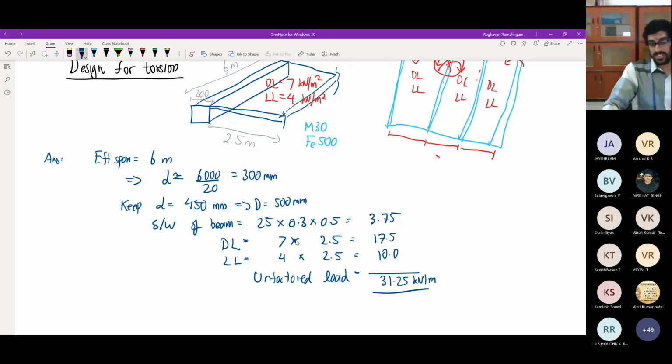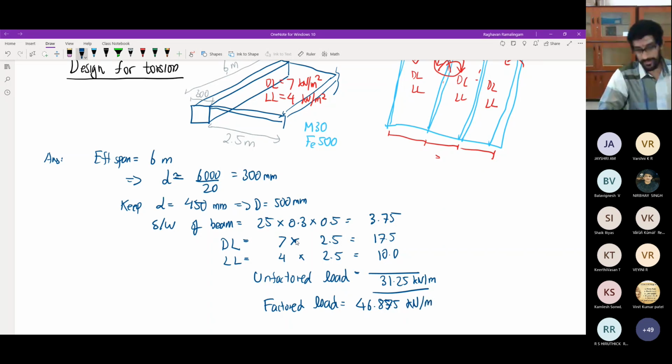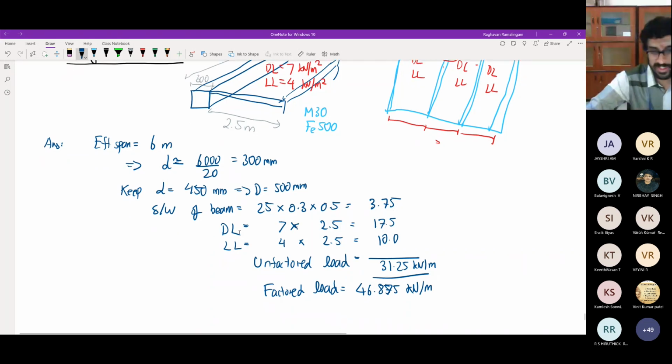Okay, so this is the unfactored load, and factored load will be 1.5 times this. Which will be something close to 45, no? 48, how much? 46.87. 46.875 kilonewton per meter.